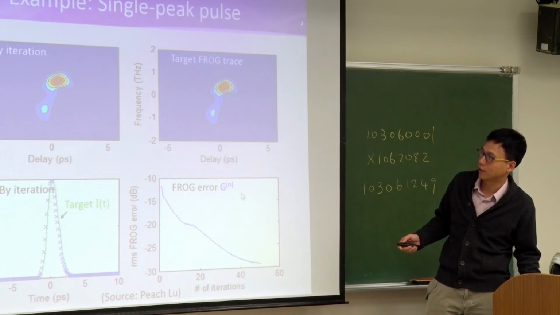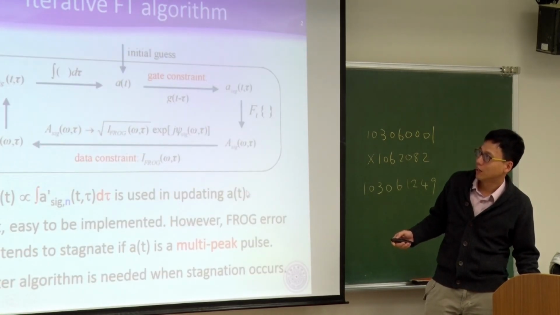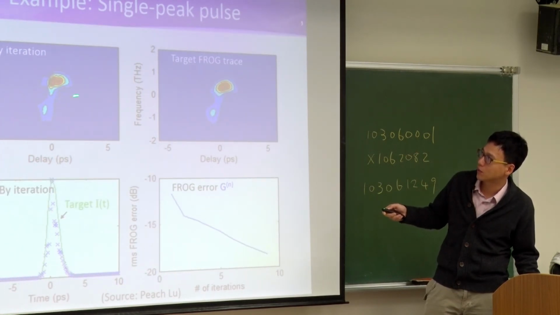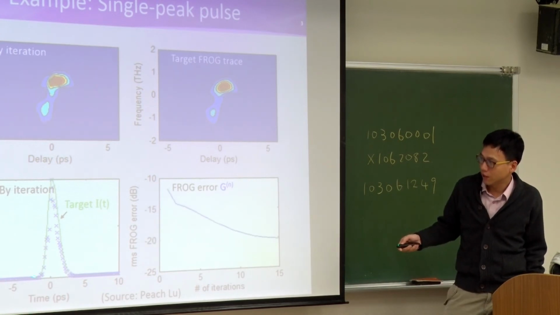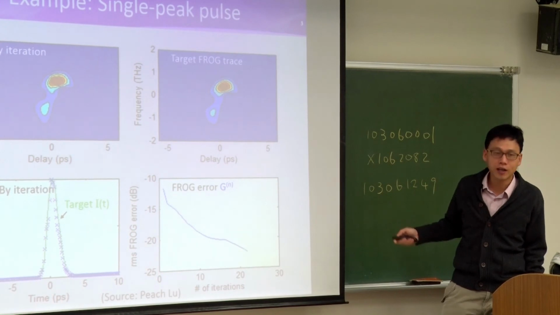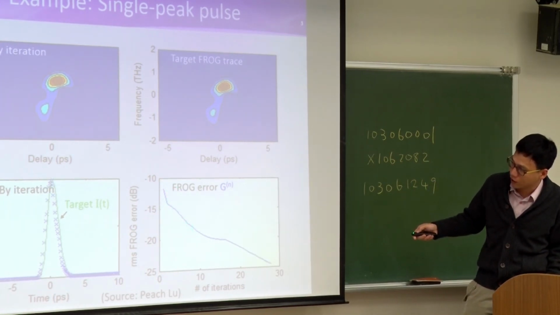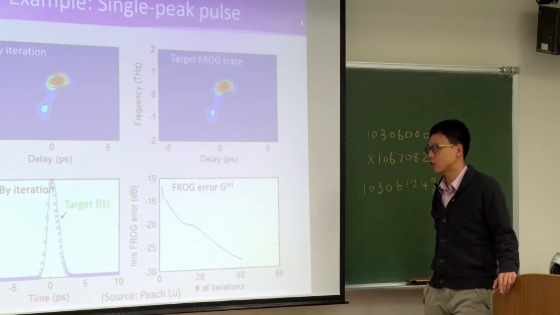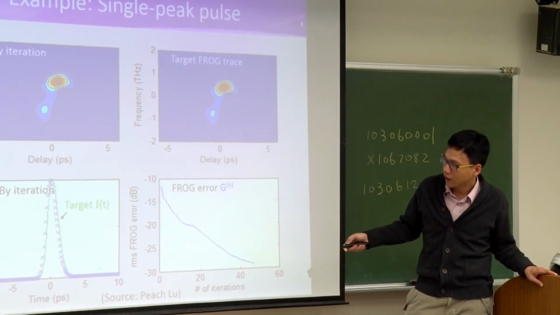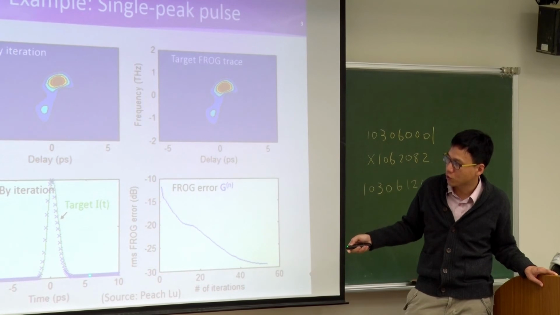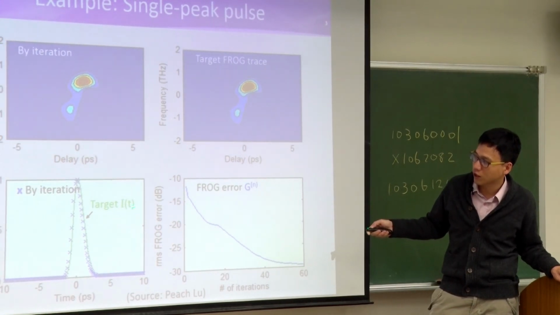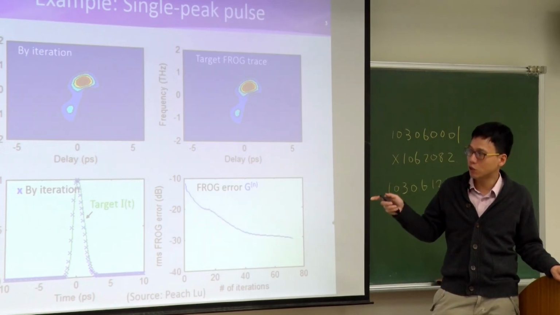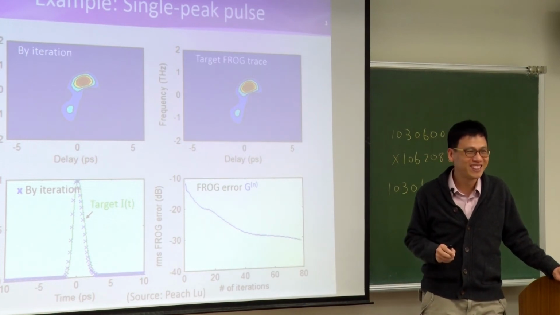It runs very fast, so let me play it again. Sorry. At first it doesn't look similar, but after only a few iterations, it becomes very similar to the one on the right. This is the time domain result, and this is the FROG error evolution, and you can see the FROG error continues to decrease with iteration. So that means the iterative Fourier transform works in this case. The reconstructed pulse represented by blue crosses is very similar to the target pulse represented by the green curve. So a single peak signal pulse has no problem.